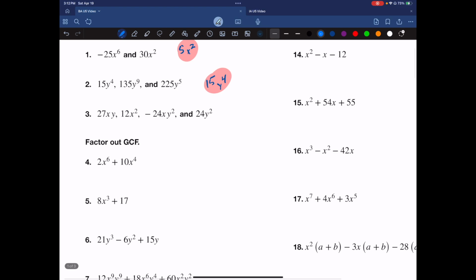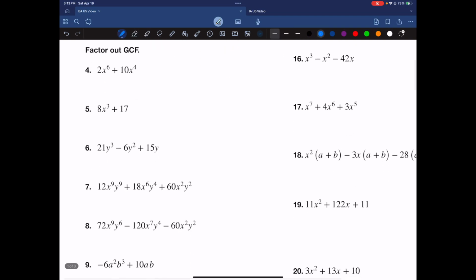On 3, if you look at your variables, you have x, x squared, x, and then no x. You have y, no y, y squared, and y squared. So I don't have anything I can take out as far as letters because they don't have anything in common. Remember, it has to be in all terms for it to be able to take out. But I have 27, 12, 24, and 24. I can take out 3 because 3 goes into all of those, and that's as much as I can take out for this.